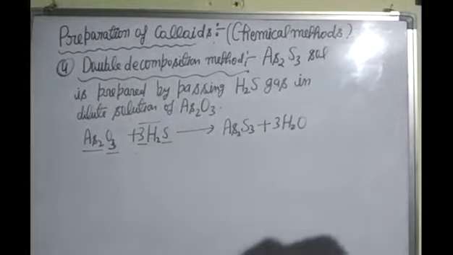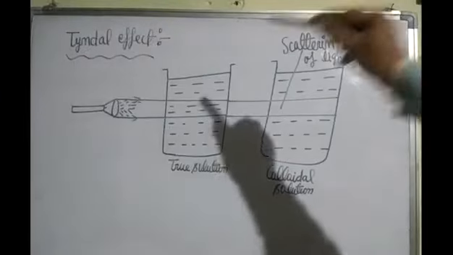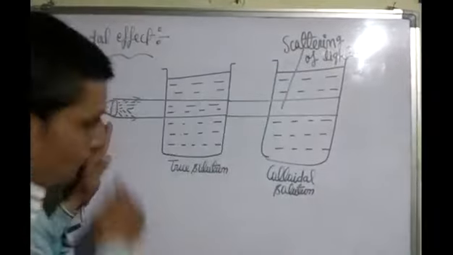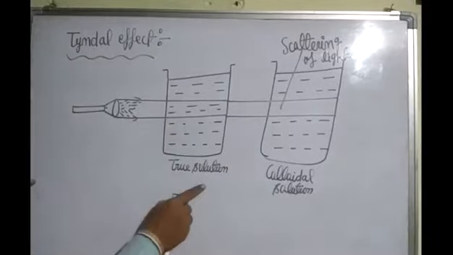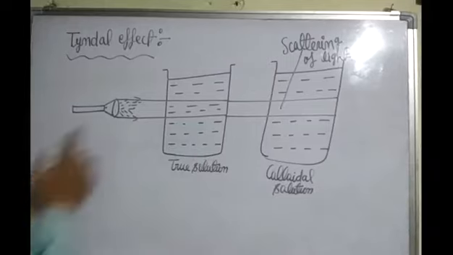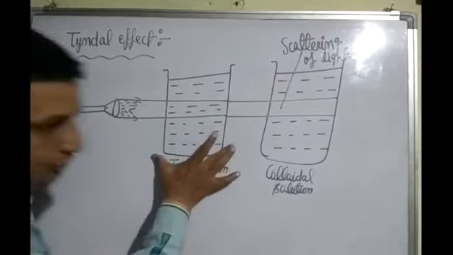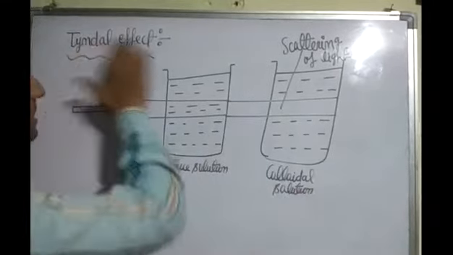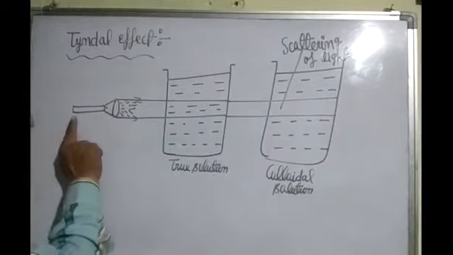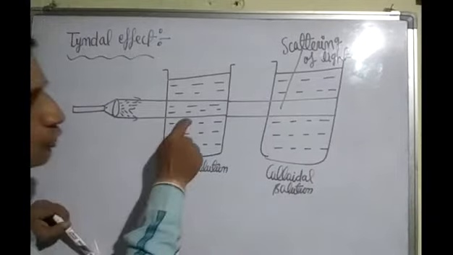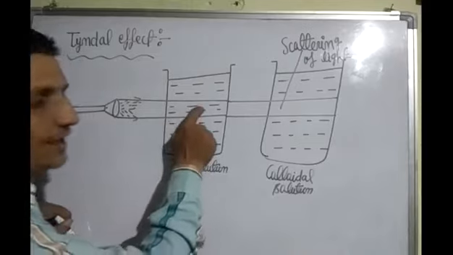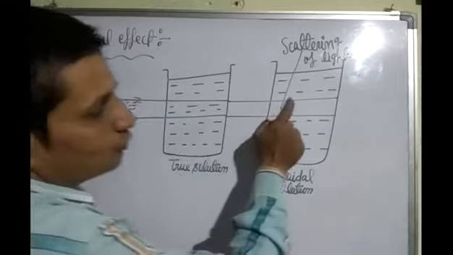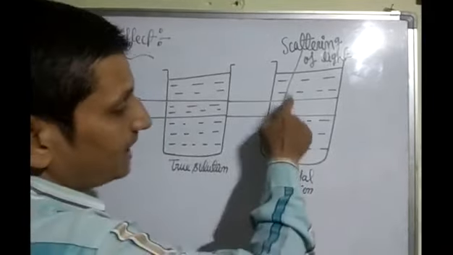Next topic is Tyndall effect. When a strong beam of light is passed through two solutions, this is a strong beam of light. This is a true solution. This is a colloidal solution. Dear student, I am telling you the Tyndall effect. When a strong beam of light is passed through a true solution, the path of the beam of light is not visible. But when a strong beam of light is passed through a colloidal solution, the path of the beam of light is visible.